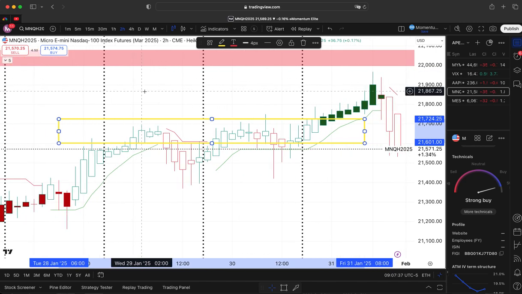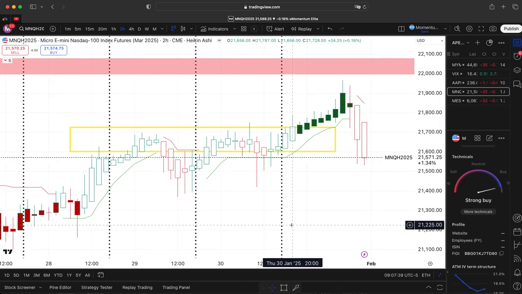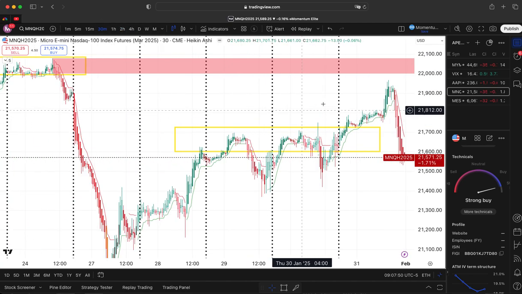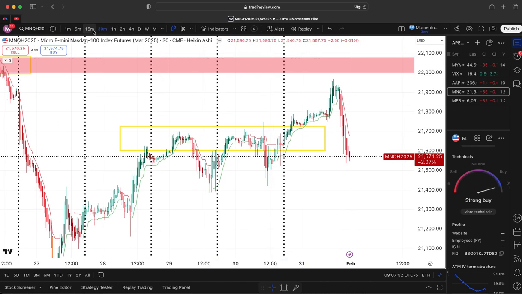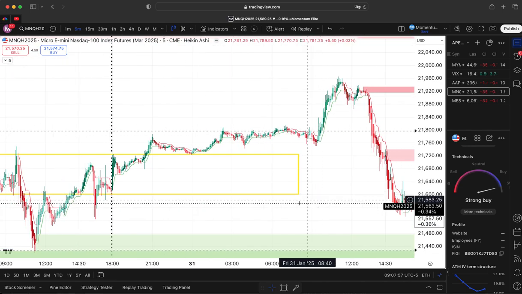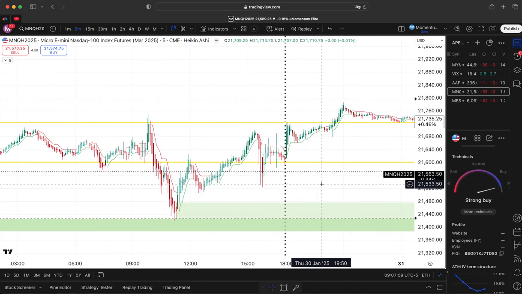Okay? So now I have my direction. I understand the story. You don't want to worry about your entry until you understand the story, like we just did. Now go to the 30-minute, confirm, you see what's going on. Okay, now you go to the 5-minute. Now you see, this is a scalper's view. This is also your entry view.